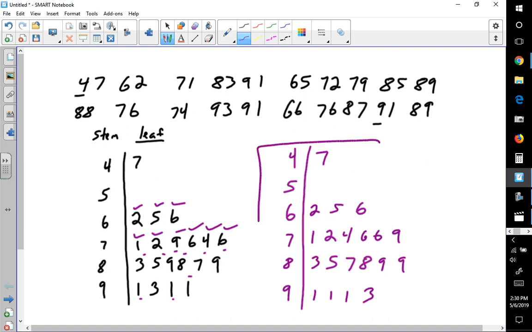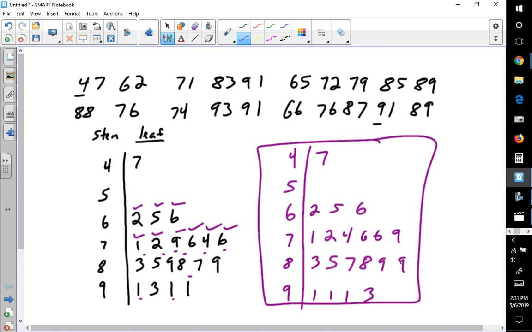Notice in our stem and leaf display that has completely put our data in order from smallest to largest. We have 47, 62, 65, 66, 71, 72, 74, and so forth. It's similar to a histogram in that each row is kind of like a bar. It allows us to visually see which categories we have the most values in. Notice there are none in the 50s, only one in the 40s. Most of our data is in the 70s and 80s.